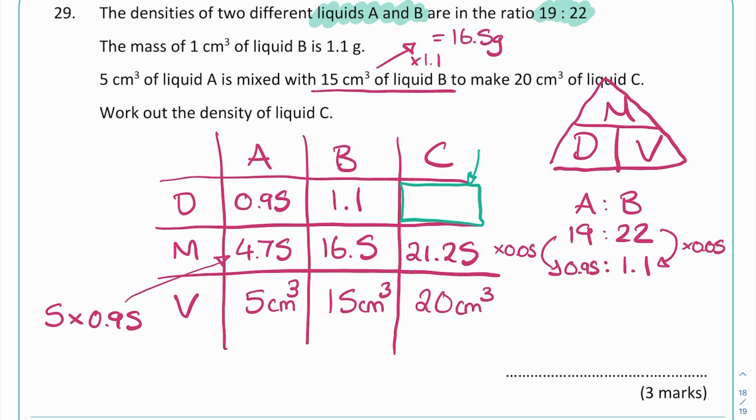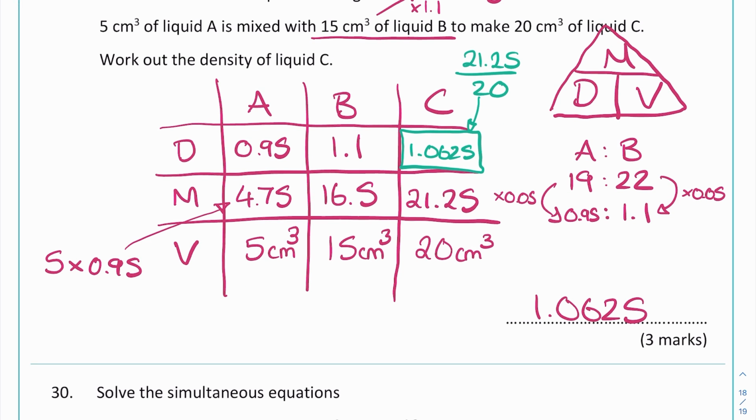Density is equal to mass divided by volume. The mass is 21.25. The volume is 20. So 21.25 divided by 20 gives us 1.0625. No more decimals. It doesn't ask us to round it. So 1.0625 would be my final answer, and that would be my density.